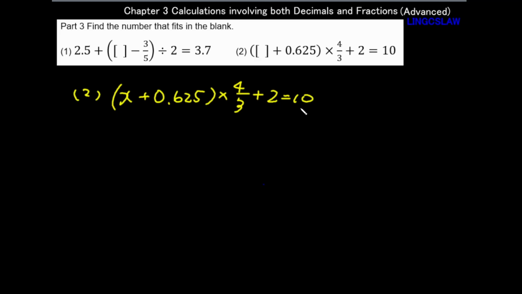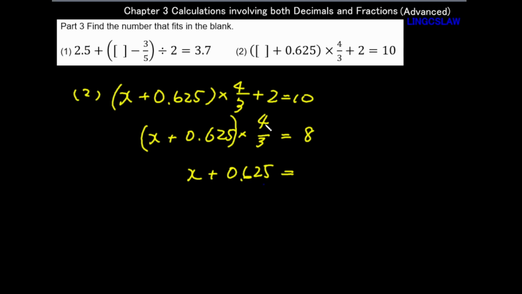Okay, number two. Again, let's say the blank space is x. So (x plus 0.625) times 4 over 3 plus 2 equals 10. And let's subtract 2 from both sides. (x plus 0.625) times 4 over 3 equals 10 minus 2 equals 8. Next, let's multiply both sides by 3 over 4.